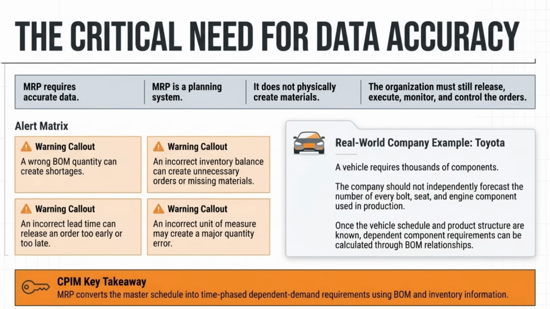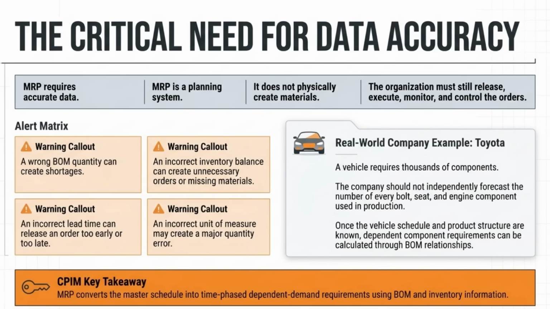A wrong BOM quantity can create shortages. An incorrect inventory balance can create unnecessary orders or missing materials. An incorrect lead time can release an order too early or too late. An incorrect unit of measure may create a major quantity error. MRP is a planning system. It does not physically create materials. The organization must still release, execute, monitor, and control the orders.